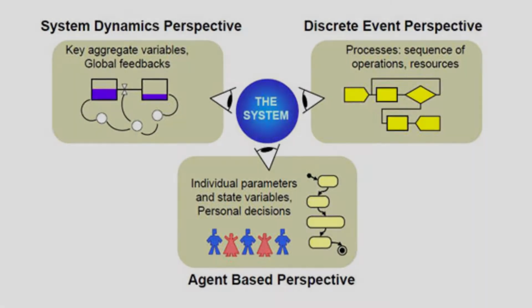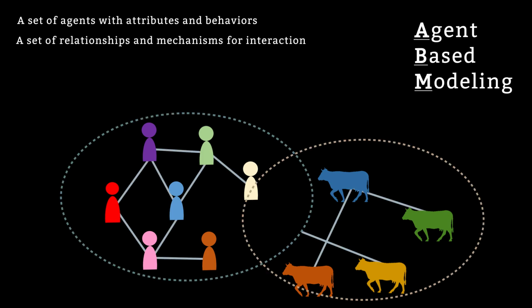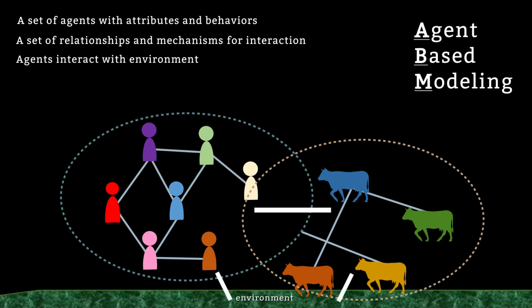A somewhat more flexible modeling approach is agent-based modeling, or ABM. Rather than assuming a system structure up front, like system dynamics models, ABM begins by focusing on the behaviors of the individual components, or agents, in the system. These agents shape and change the state and structure of the system over time.